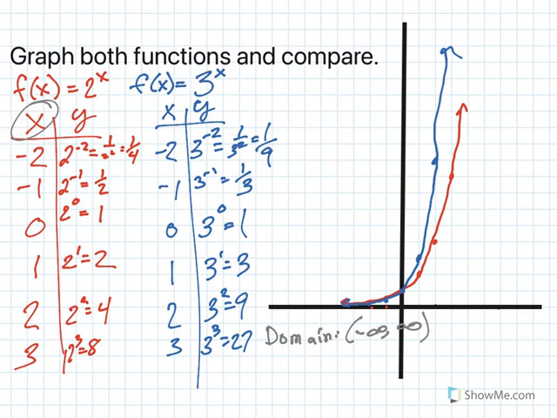There are no restrictions on that. So our domain is all real numbers. Now, our range, on the other hand, is 0 to infinity. It goes to infinity because you can see these numbers keep going up.